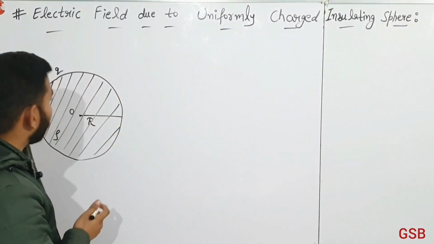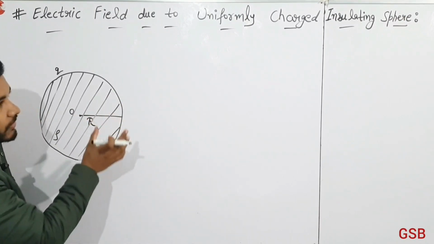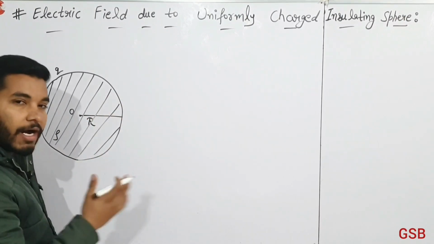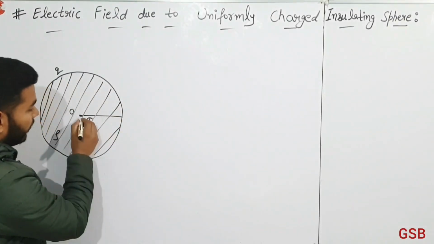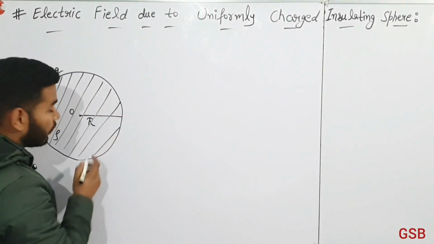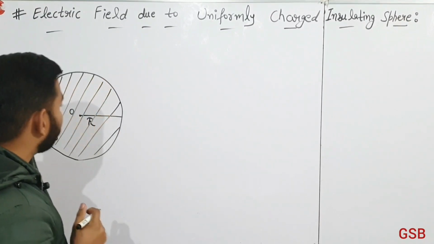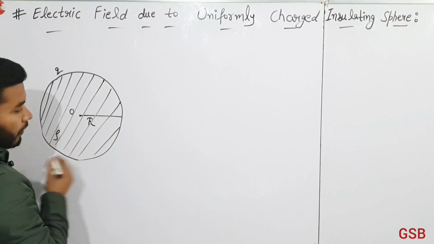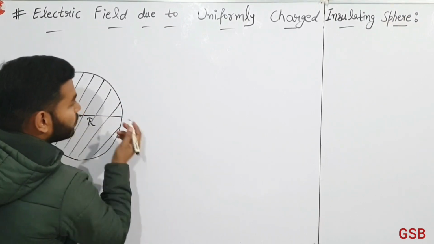As we know, the electric field due to a charged insulating sphere is radially outward. It means the value of the electric field at every point having equal distance from the center of the charged insulating sphere is equal. Now, first of all, we consider a point P outside.